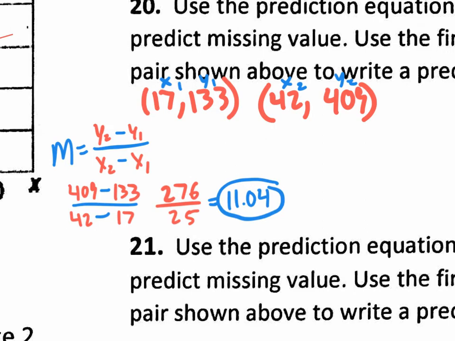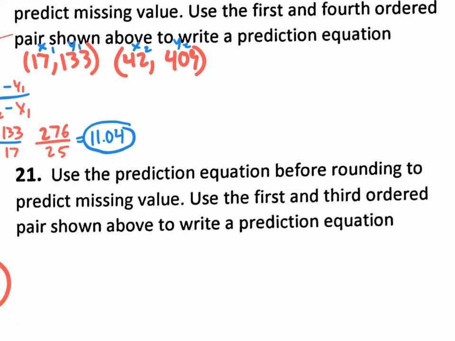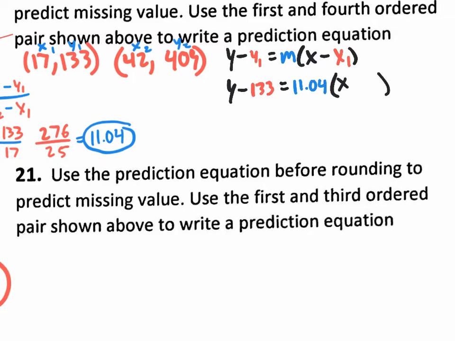So what do we have? We have a slope, and we write it as a decimal because they ask us to. And we have some points. So what form would be good to use? Point slope form. So let's move over here and let's write down the point slope form equation. And when we plug in our x1 and y1 values, we end up with y minus y1, which happens to be 133, equals m, which we said is the disgusting decimal 11.04, times x minus x1, which is 17.